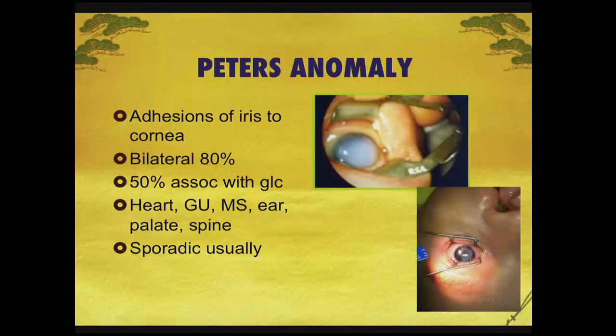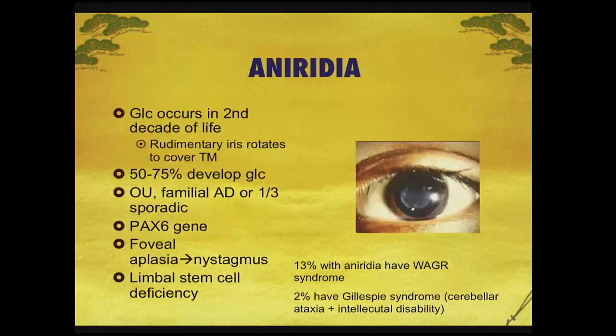Peters anomaly is, again, a problem with development of the posterior cornea. Patients can get adhesions of the iris to the cornea. This is seen bilaterally in most cases. Again, about half are associated with glaucoma, and they can have other systemic problems in the heart, the GU system, musculoskeletal, ear, palate, and spine. This is typically sporadic.